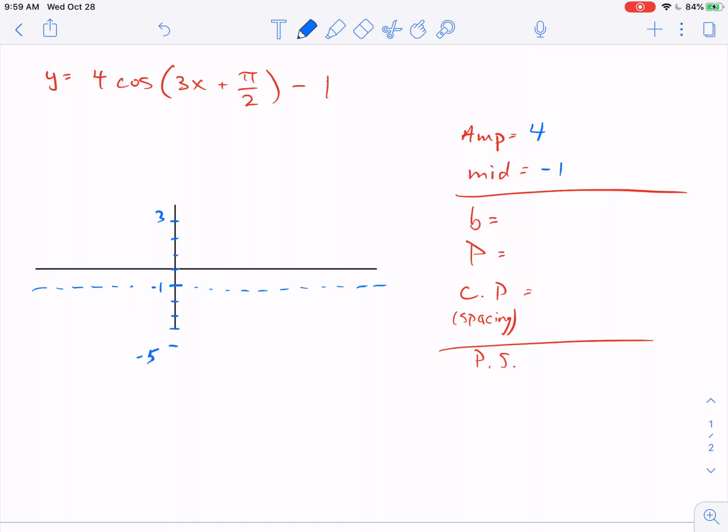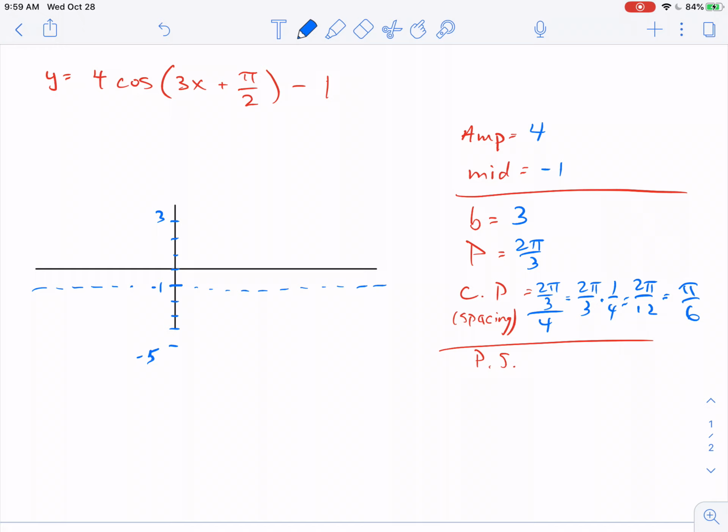And then the b value in this case is 3. And for sines and cosines, you do 2 pi divided by 3, which is already reduced. And then you're going to do 2 pi over 3 divided by 4, which is like 2 pi over 3 times 1 over 4, which is 2 pi over 12. That would reduce to pi over 6. So we're going to have a space of pi over 6 between all of our critical values.